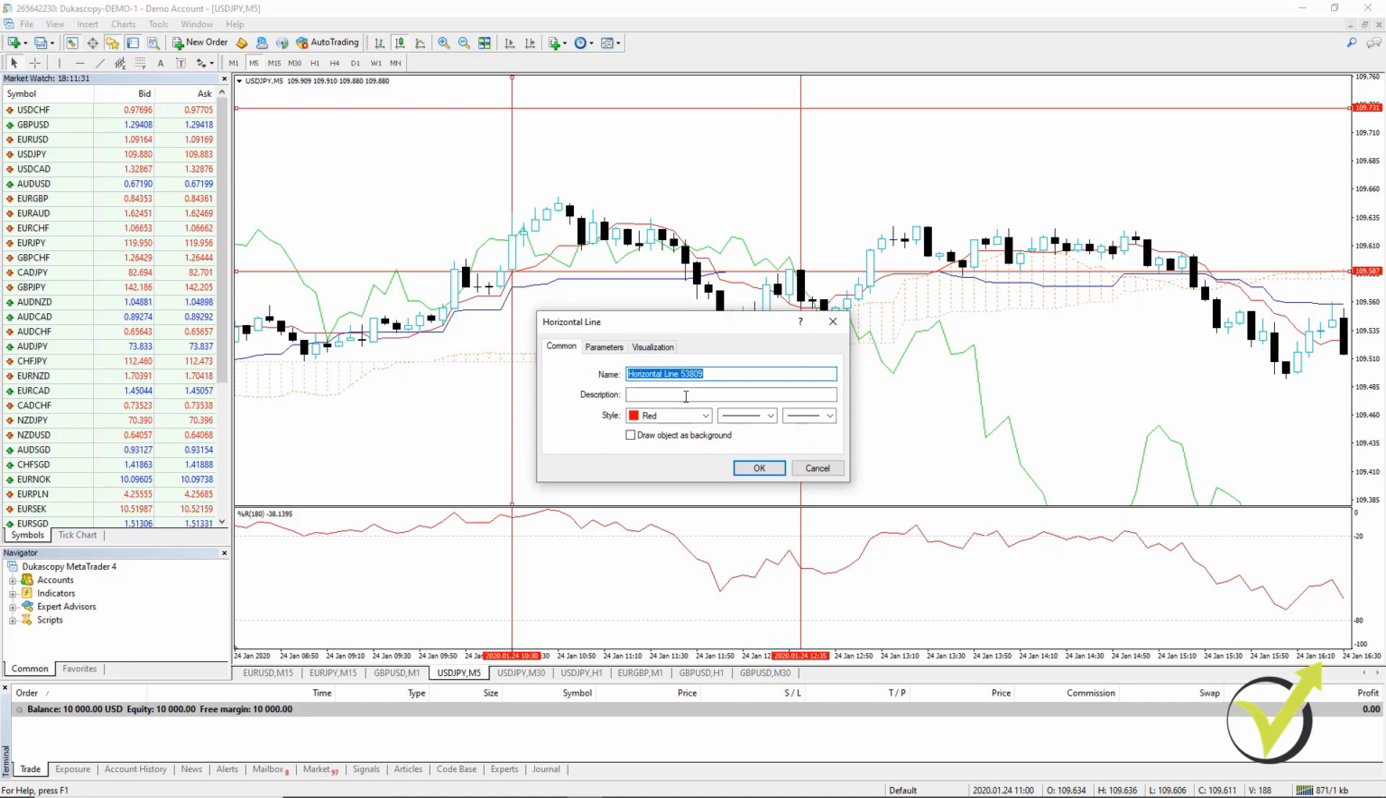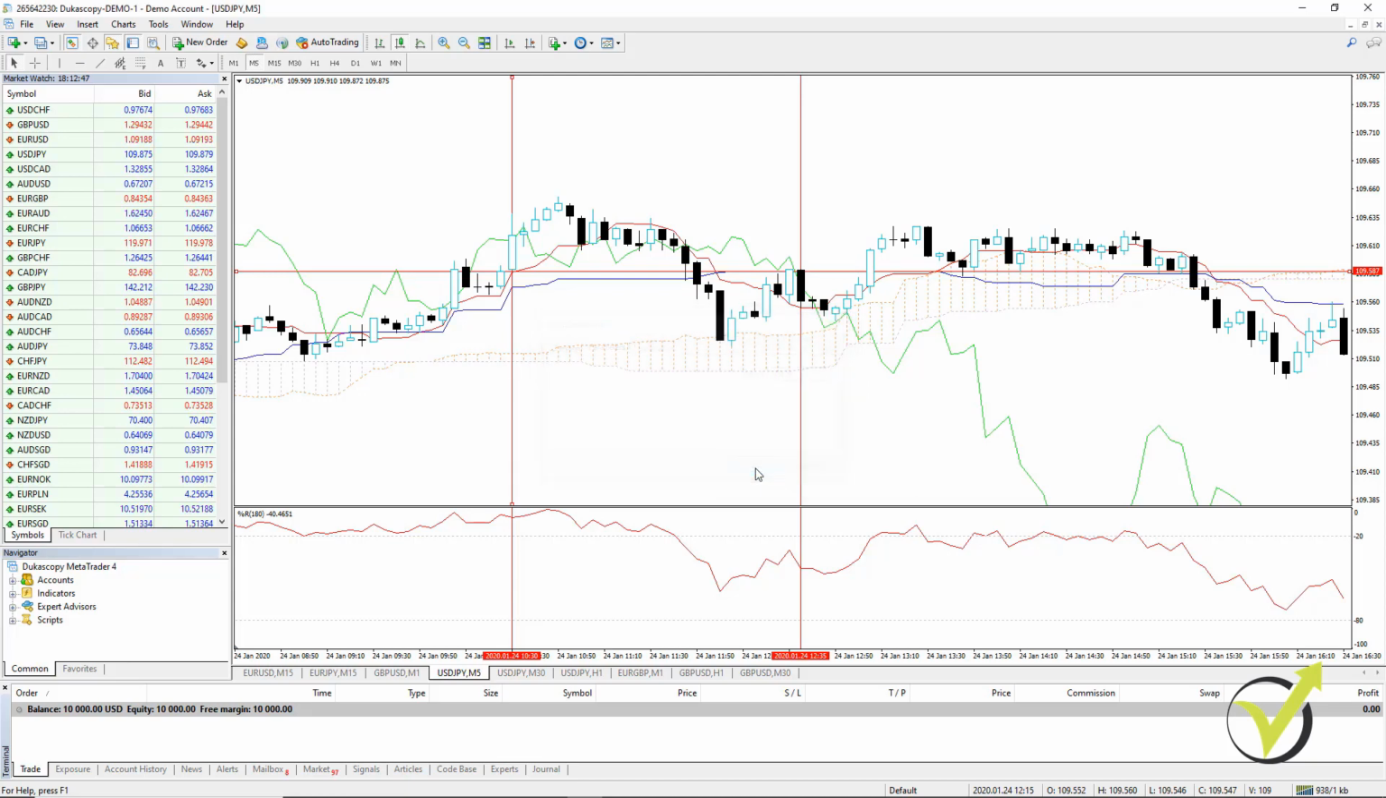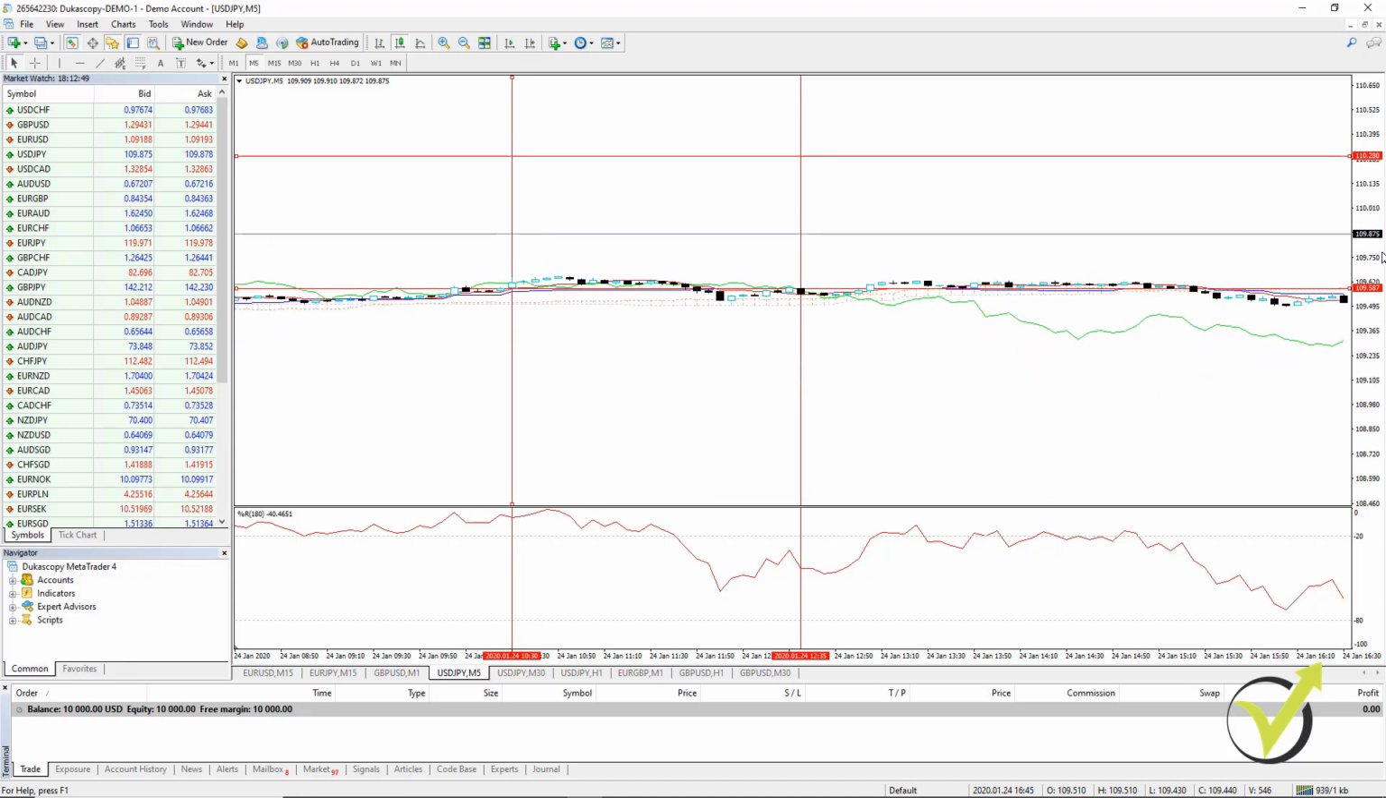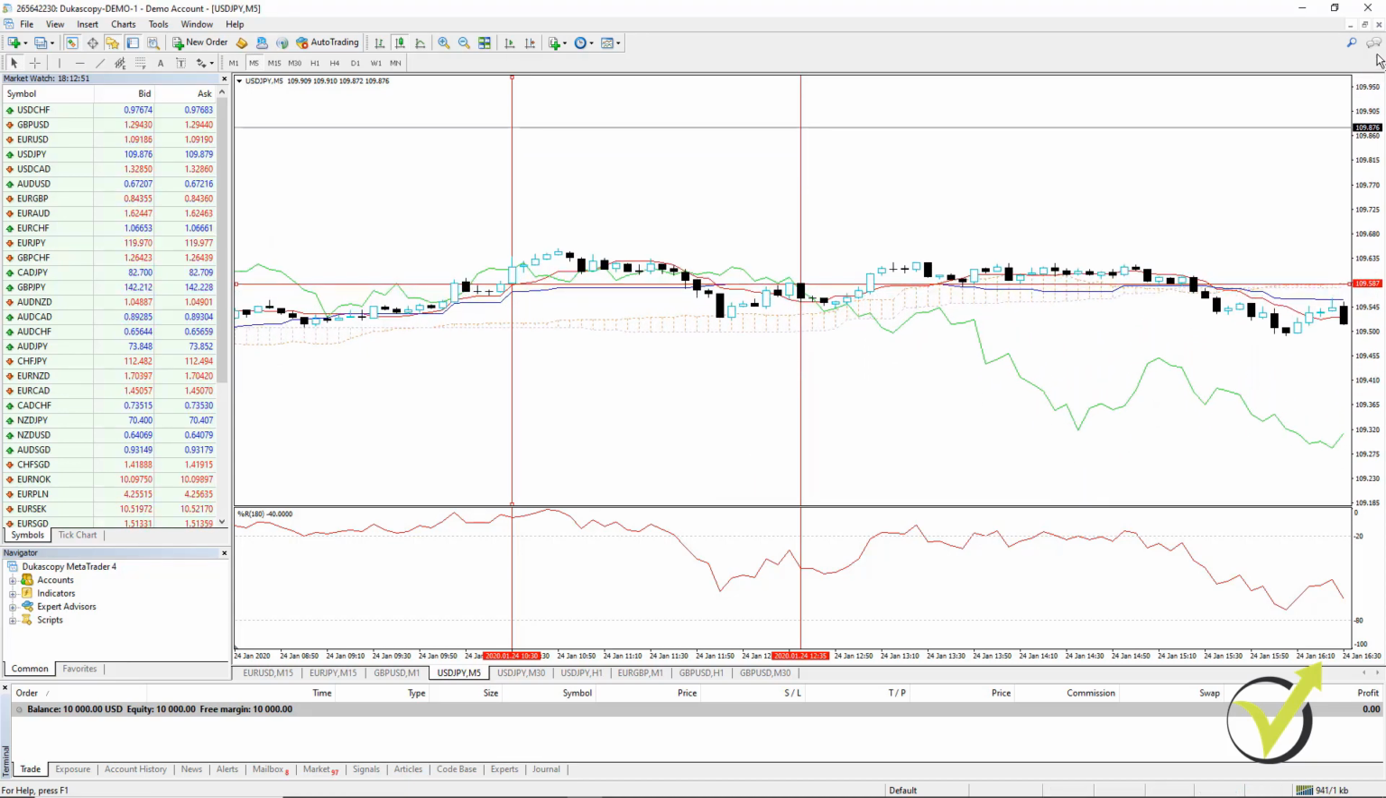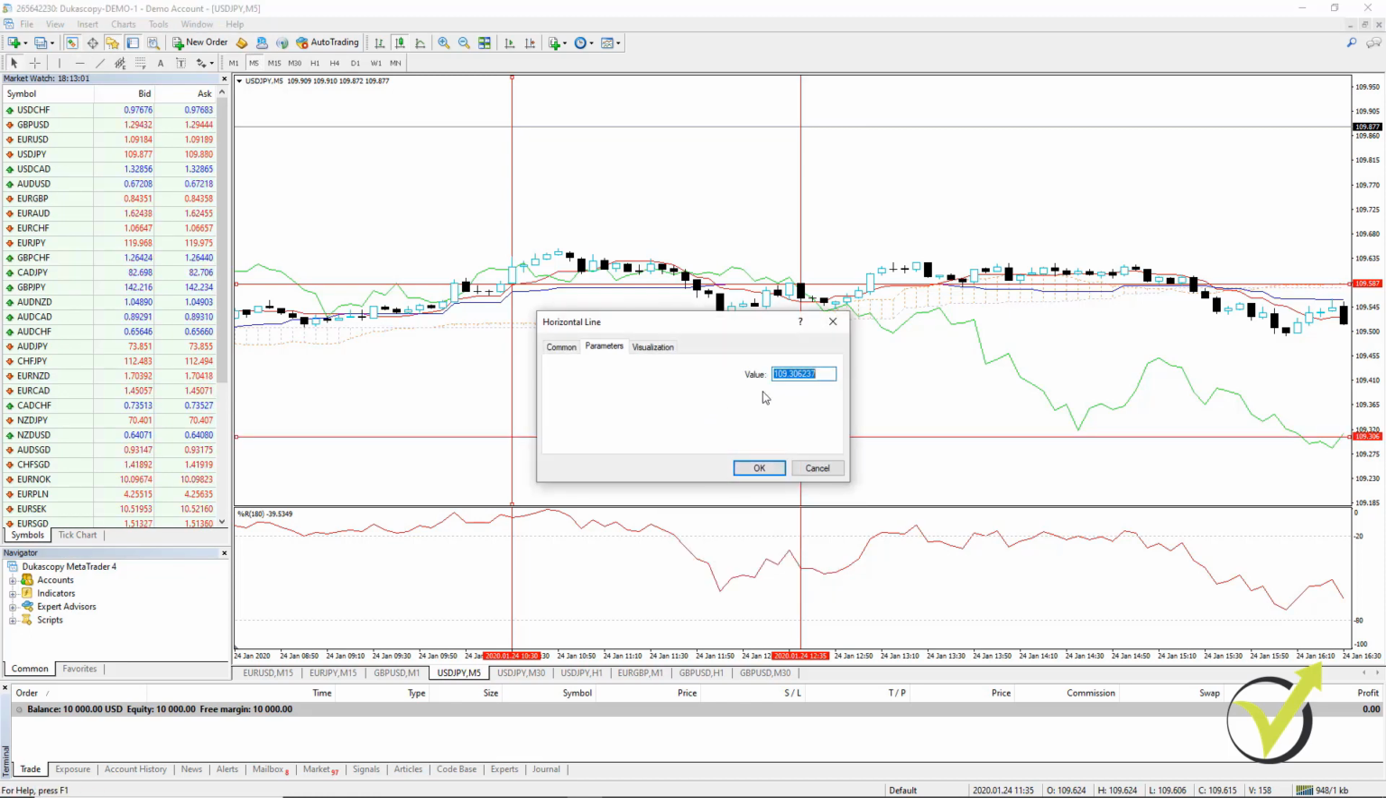I will change the parameters. Entry 109.58 plus 70 pips, that would be 110.28. Okay, I click on OK and it went above on the right spot. And as take profit, we said we have 80 pips, so I will place another line. Let's make this one green since it's a take profit.